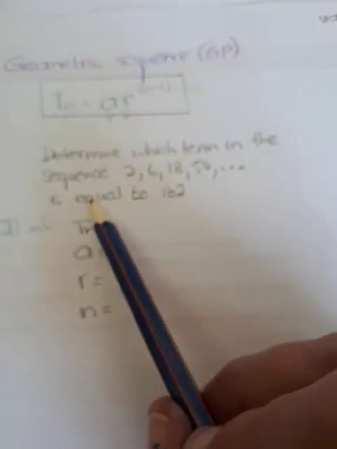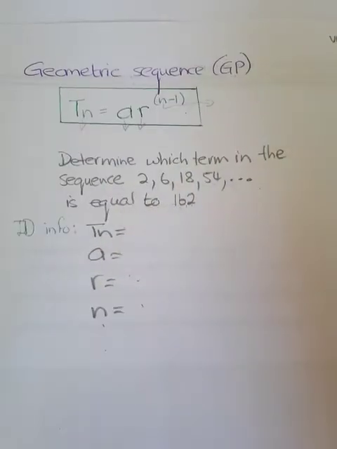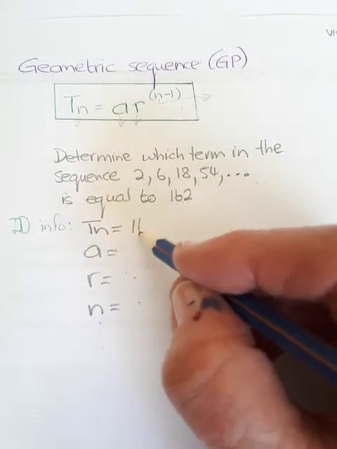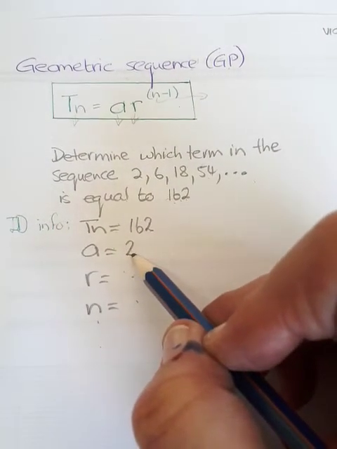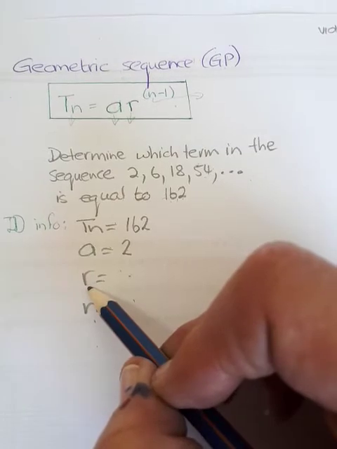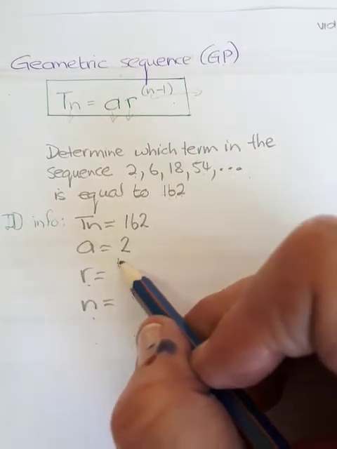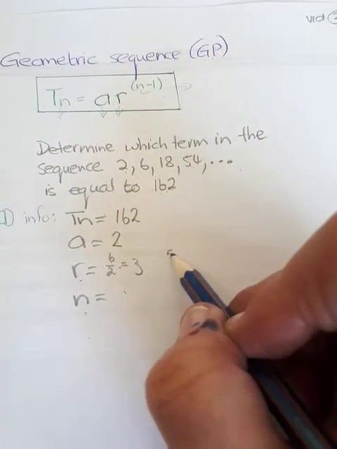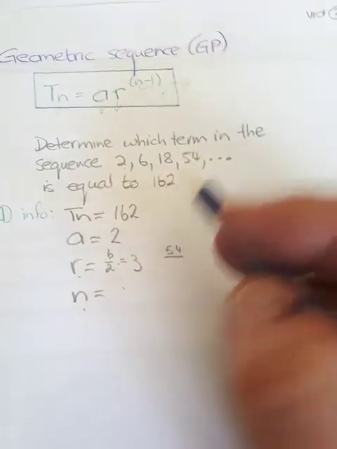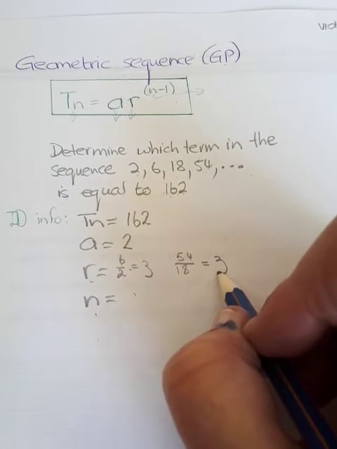All right. So now, in this case, people, they're asking you which term is equal to 162. So Tn is equal to 162. Then your first term easily is number 2. Then your ratio, remember, we calculate by taking a term divided by the previous term. So 6 divided by 2 equals 3. Or you could have taken 54, divide that by the previous term, which is 18. That also gives you a 3. So the common ratio is 3.